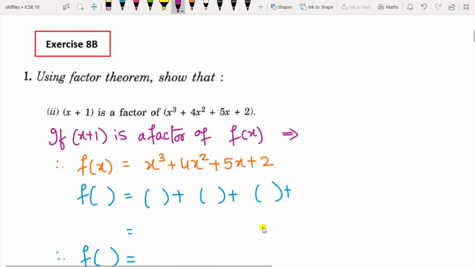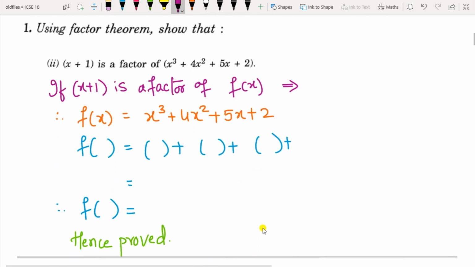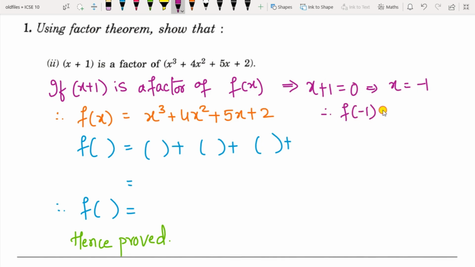Let us start with exercise 8b. Question one: using factor theorem, show that x plus 1 is a factor of the given polynomial. If x plus 1 is a factor of f(x), then we have to equate x plus 1 equal to 0. That means x will be equal to minus 1, and therefore f of minus 1 should be equal to 0. We have to prove that f of minus 1 is equal to 0.